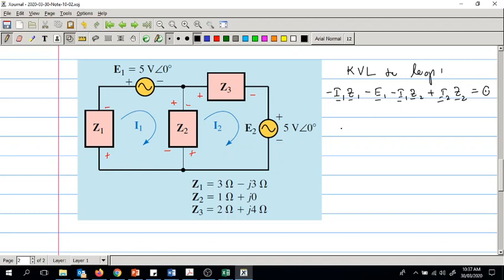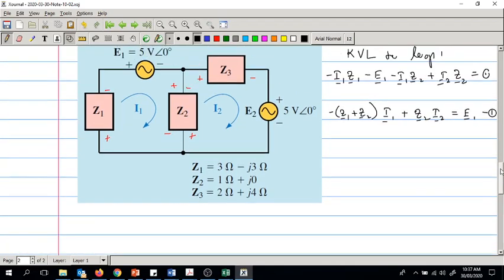So we have, okay, E1 can go to the other side, and minus Z1 plus Z2 I1 plus Z2 I2 equals E1. So this is my equation number 1. Let's substitute the values a little later on, right?